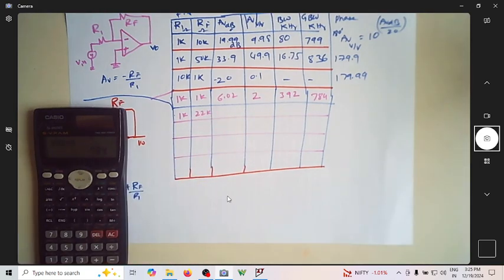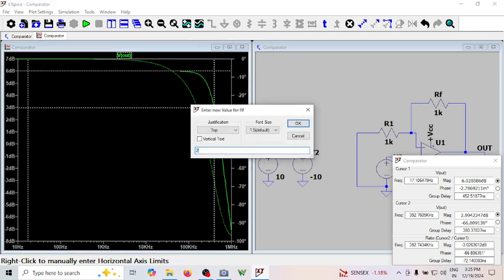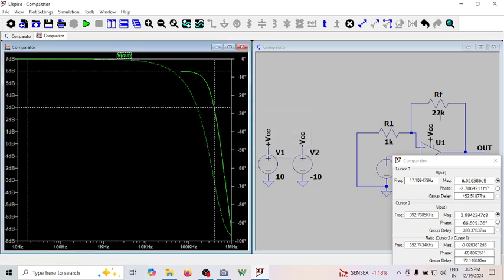Let me do it for 1K and 22K. RF, let me make it 22K. You can just repeat this for different values. So for 22K, I'm going to get a gain of 23. What is 20 log of 23? You should get 27.32 dBs as my DC gain.